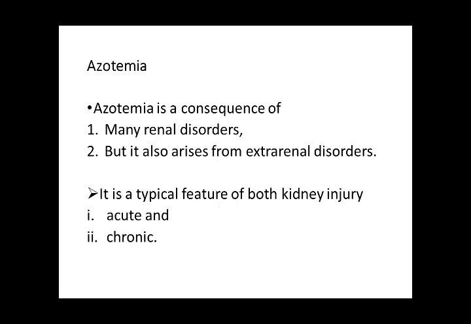Azotemia is related to many renal disorders, but it could be extrarenal disorders as well. So it could be renal or extrarenal. It means that the primary disorder or pathology of the kidney will cause azotemia, raise creatinine and BUN, or extrarenal disorders could also do the same. Extrarenal disorders are systemic disorders. So we will just see what conditions, just to give you an idea. It is a typical feature of both kidneys. It could be acute or chronic.